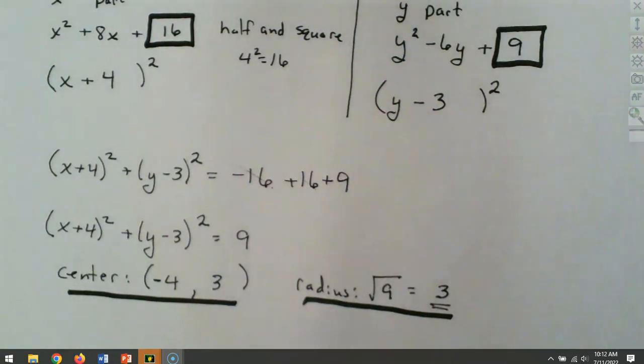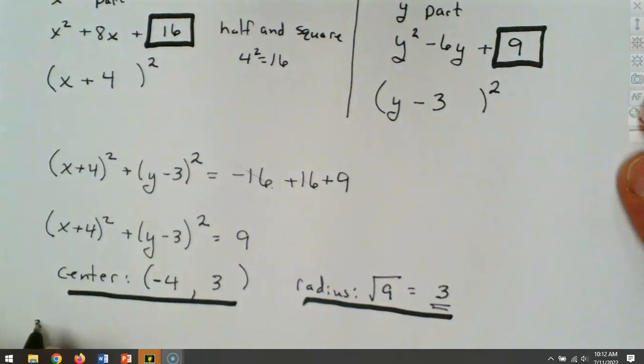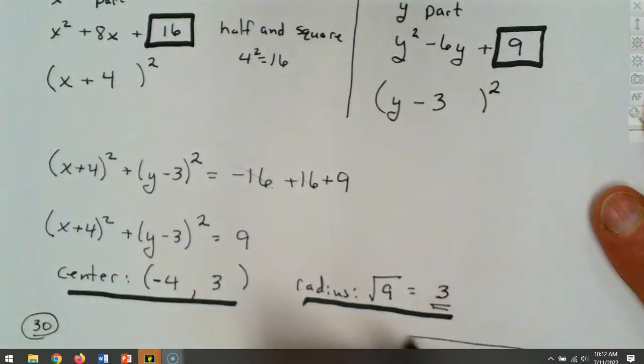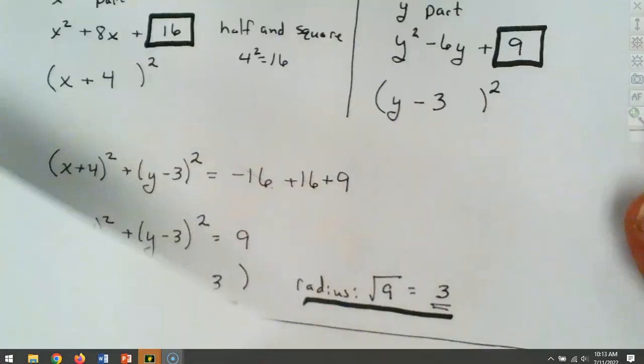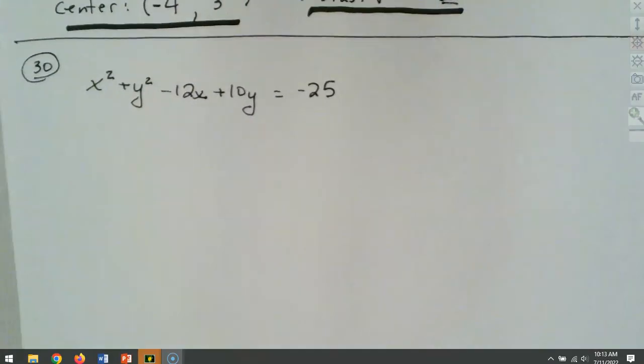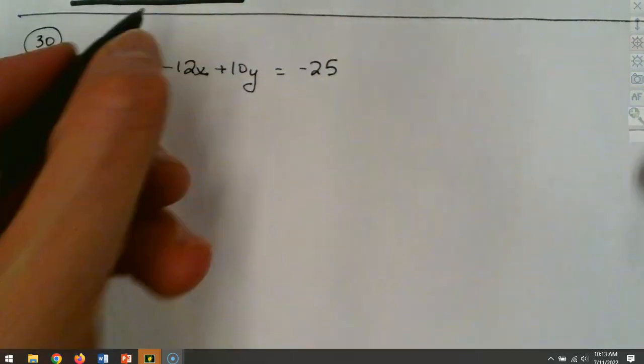So let's look at one more of these. How about question 30? We'll do question 30 next, and then we'll look at one where you have to divide out. So let's do question 30, which is x squared plus y squared minus 12x plus 10y equals negative 25. Okay, so let me move this up so we can see it here. So there is our equation. And again, we want to find the center and the radius.